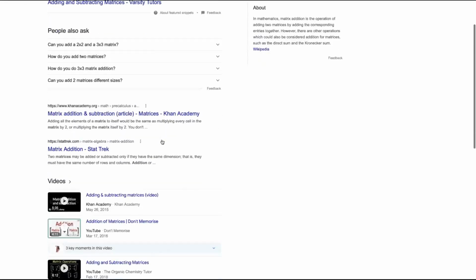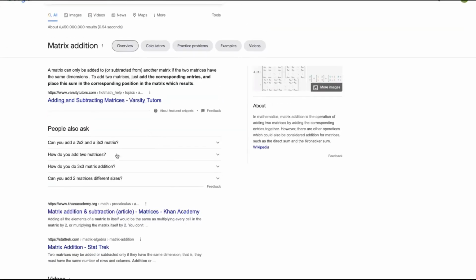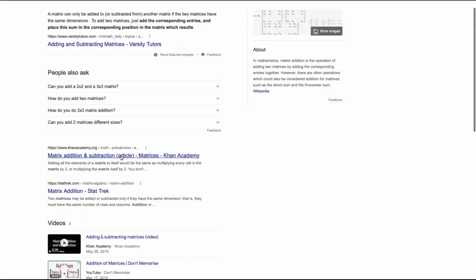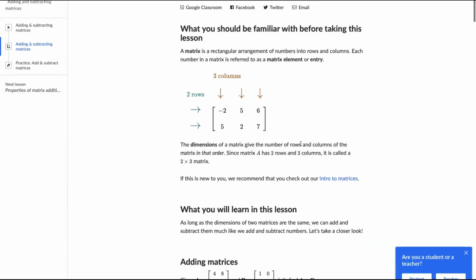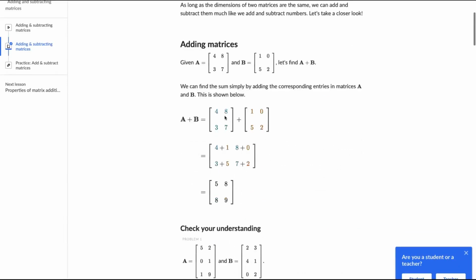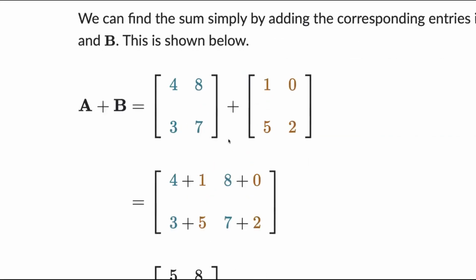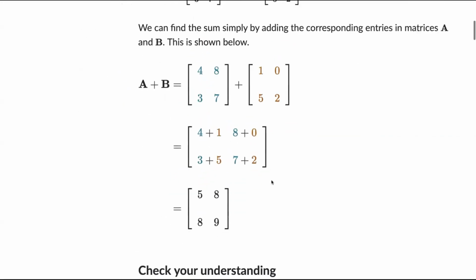Corresponding entries only. So this one is an article, I guess. Usually Khan Academy has a video. Probably there's a video here. Yes, we have that and also a text here. So it's easy to understand, no? Just by entry, corresponding entries. 4 plus 1. Okay, look. I recommend the Khan Academy class. That's a good website to study mathematics.